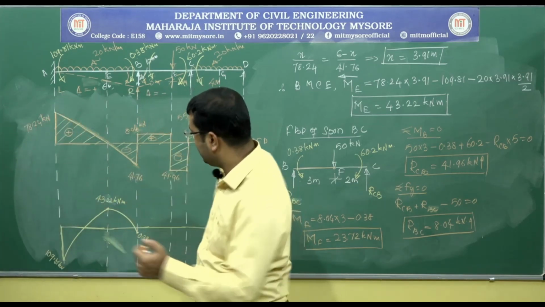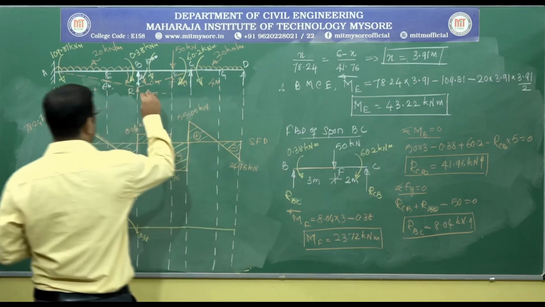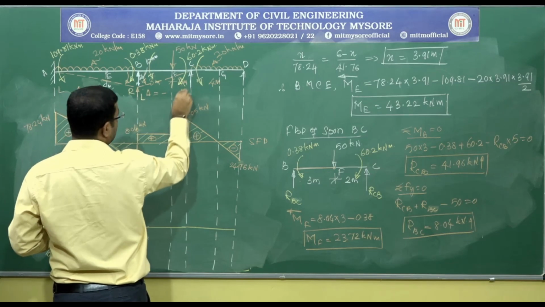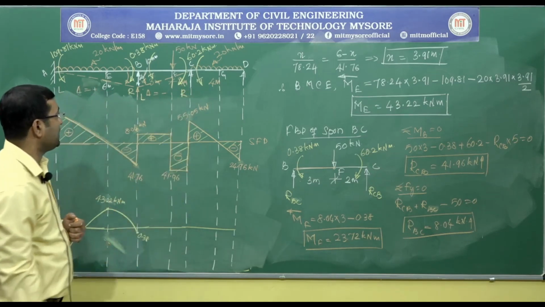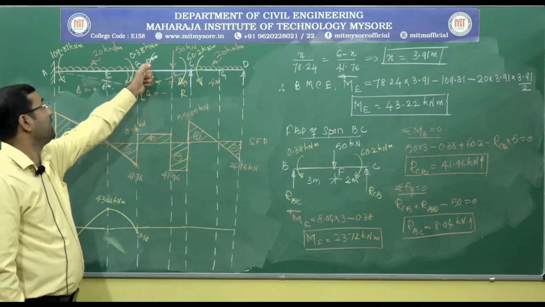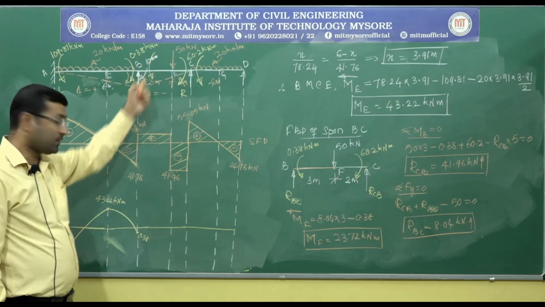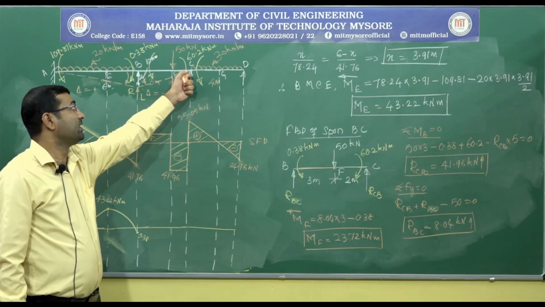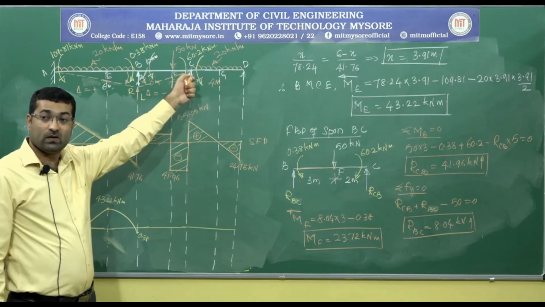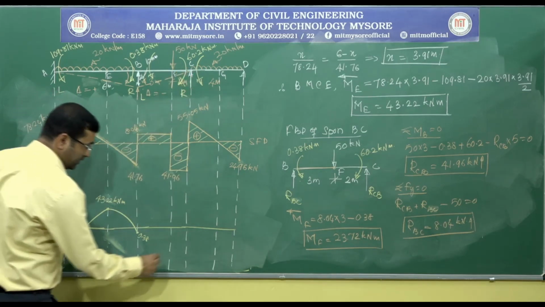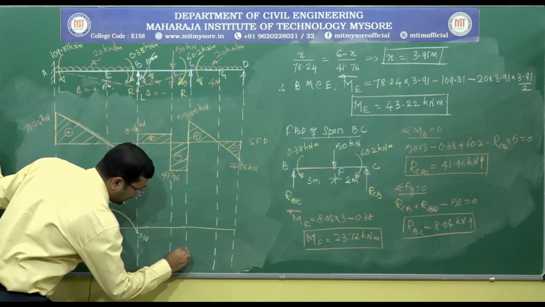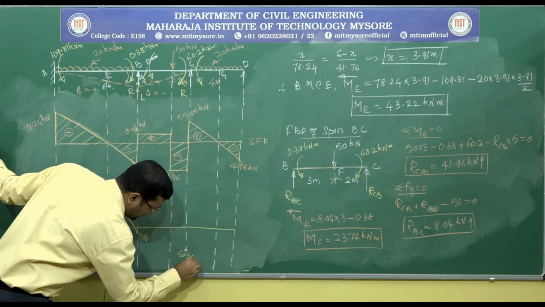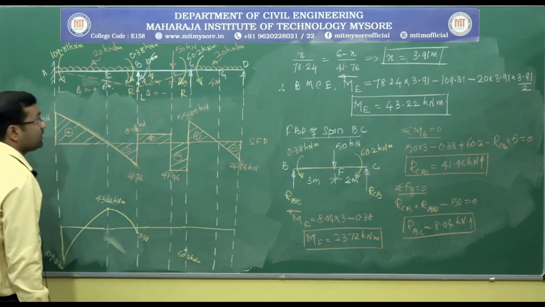Right. So now moving on to the second span, that is BC. So let me consider B is on the left side and C is on the right side. Left side we have an anticlockwise moment, it is negative as represented. Right side we have a clockwise moment, so right side clockwise is negative. So I have to represent it on the negative side, that is 60.2 kilonewton meter.